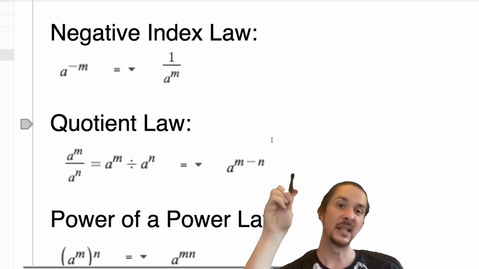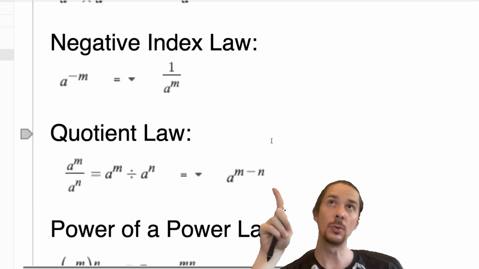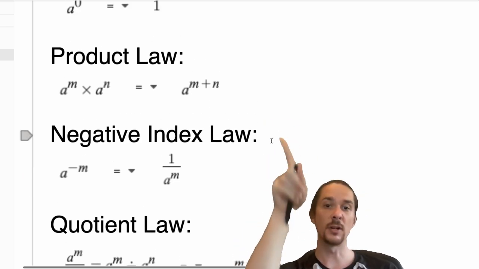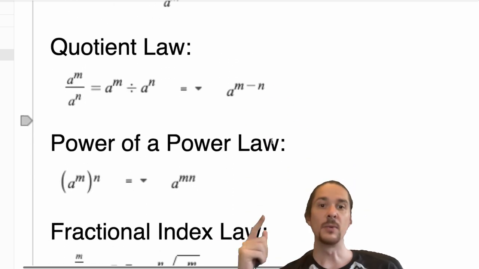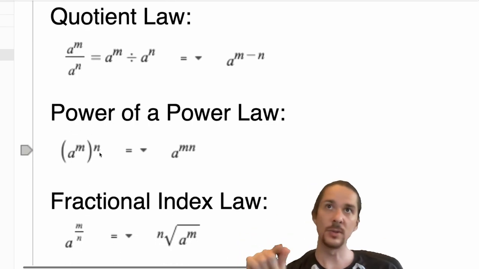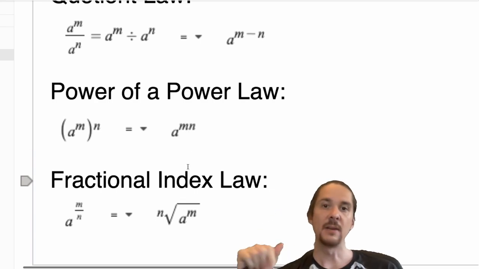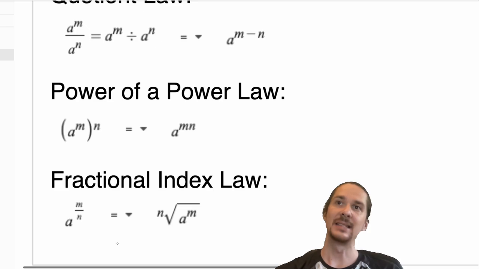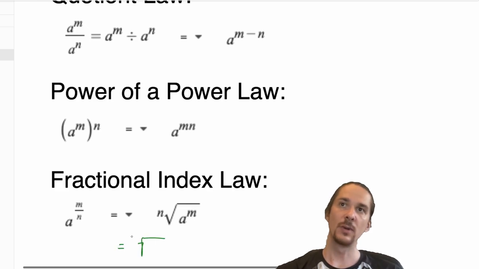I don't think of this as its own rule. It is taught that way in schools, but this is really just a combination of these two things here. It's the product law using a negative power. Then we have the power of a power rule. So something to one power all raised to another power is that thing to the product of those two powers. And finally, the fractional index law. So if we have a to the power of m over n, that is the nth root of a to the m, or that is the same as the nth root of a raised to the power of m.